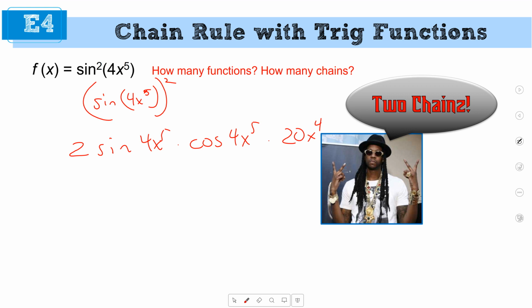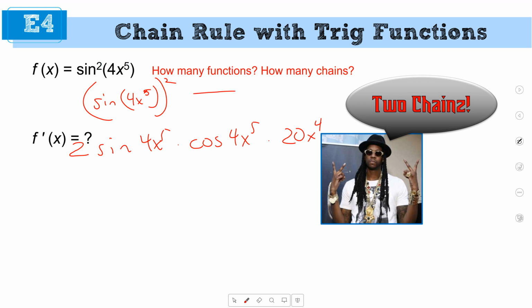And you can clean that up a little bit by moving the 20x to the fourth out in front to get 40x to the fourth times the sine of 4x to the fifth times the cosine of 4x to the fifth. I'm also confused. How did we for sure know that the square is the outside one?